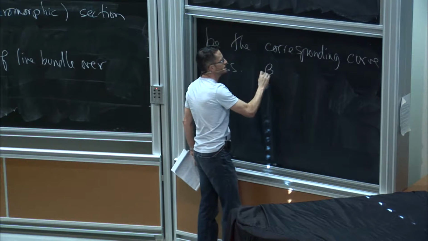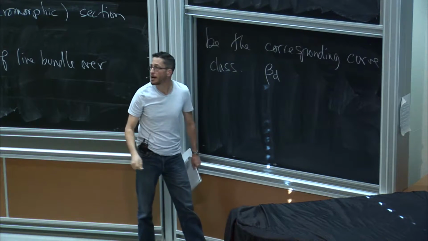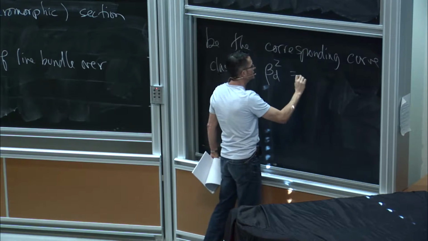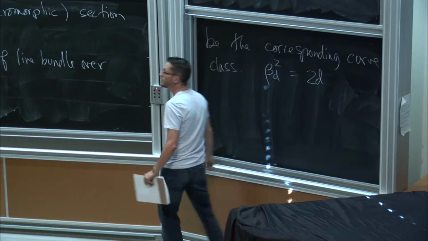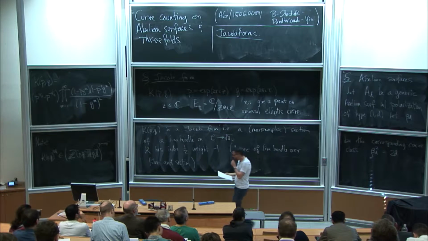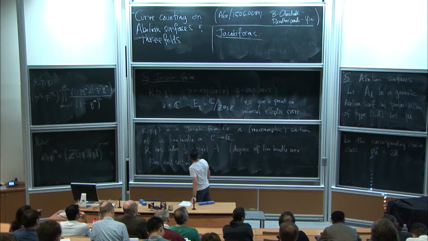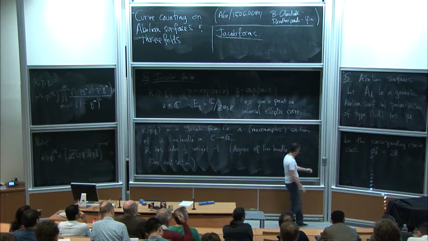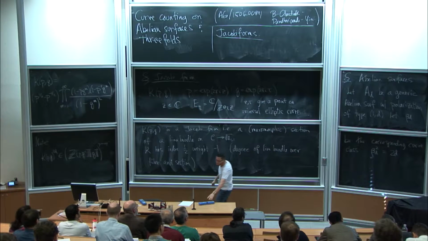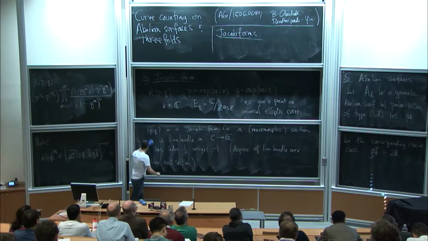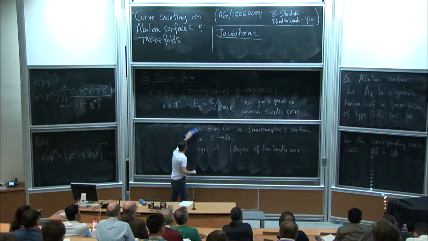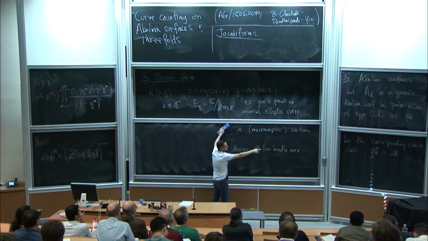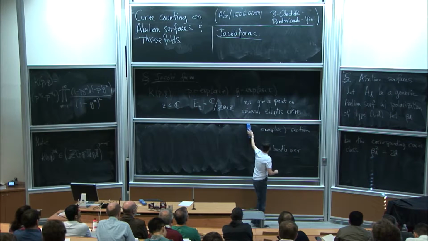And let's note that I'm on a surface, I've got a curve class, I can take its square. In particular, this is 2D. Square is 2D. And so here's a fact that I need. I'll put it here. So I want to count curves of genus G that have in this class beta D.